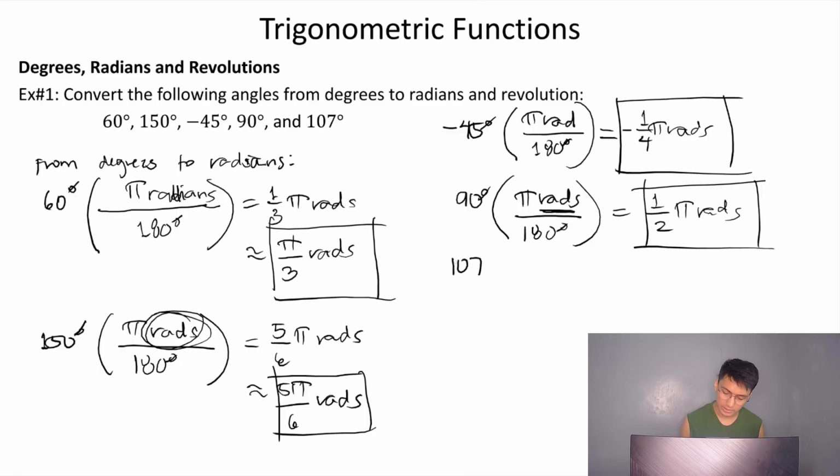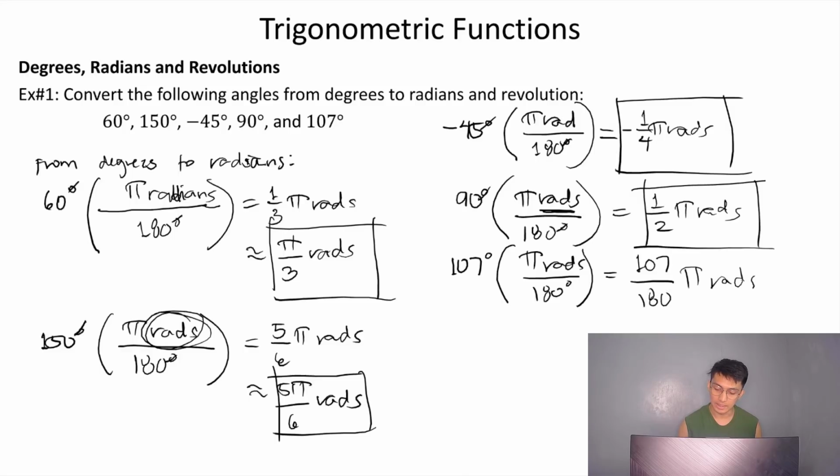107 degrees times the conversion factor of pi radians over 180 degrees is equal to 107 over 180. We cannot simplify it into lowest terms because it is already in lowest terms. We have 107 over 180 pi radians. This is our answer because we cannot simplify it anymore. So, this is our conversion from degrees to radians.